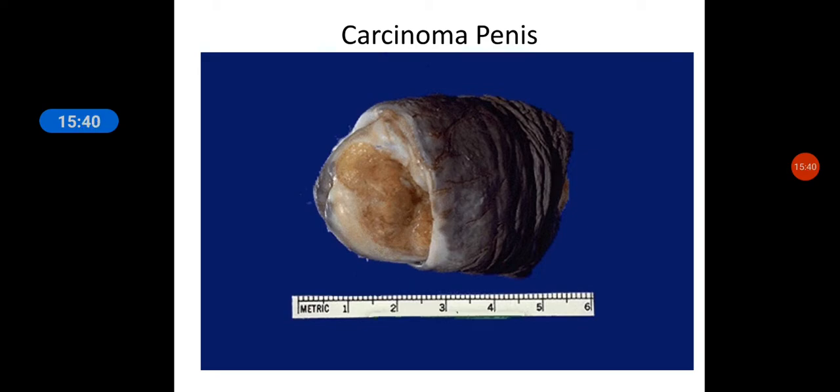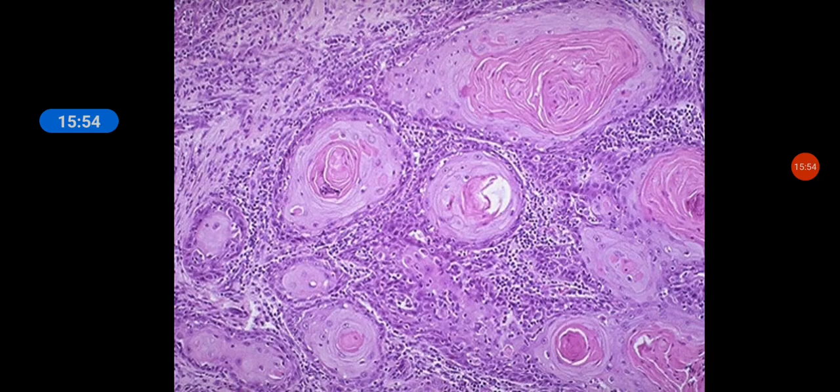When you cut it, what will you find? You will find gray white areas, with areas of hemorrhage and necrosis. What you normally find in a malignancy, you will find here also. Right. So the next one is microscopy.